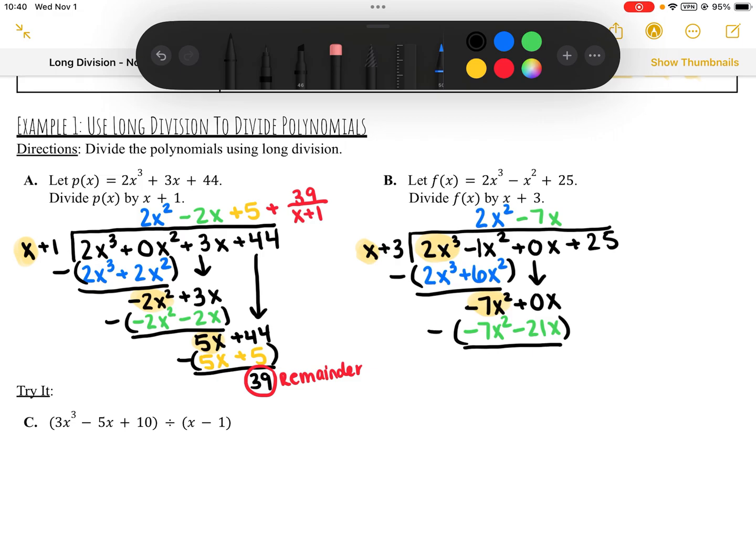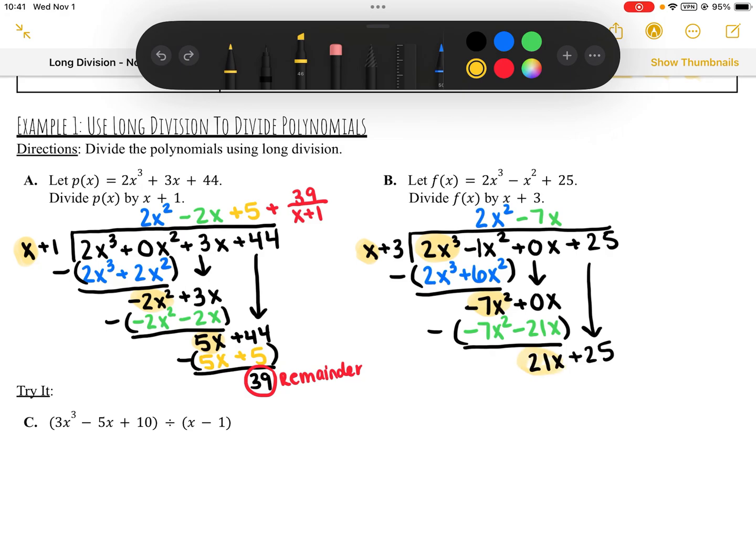After I multiply, my next step is to subtract. Negative 7x squared minus negative 7x squared gives me 0. 0x minus negative 21x, minus a negative becomes a positive, so that's going to be 21x. After I finish subtracting, I need to bring down my next number, so plus 25. And now I repeat my steps.